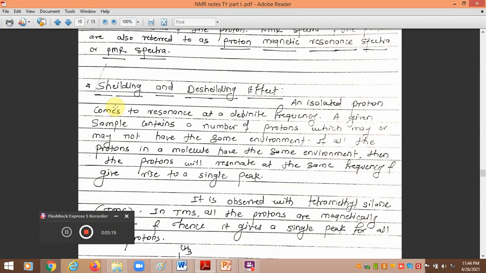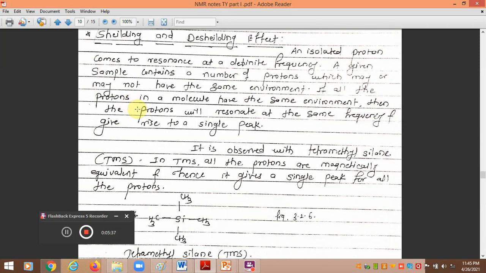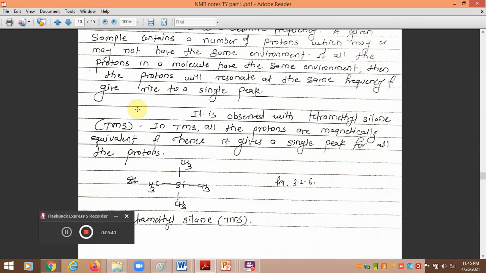But if all the protons in the molecule have the same environment, then the protons will resonate at the same frequency, and definitely it will give rise to a single peak. So the number of peaks indicates the different types of protons present in the molecule. If all the protons have the same environment, it means that they are chemically and magnetically equivalent or identical, then this type of molecule will give a single peak in the NMR spectra. And this happens with the molecule known as tetramethylsilane.